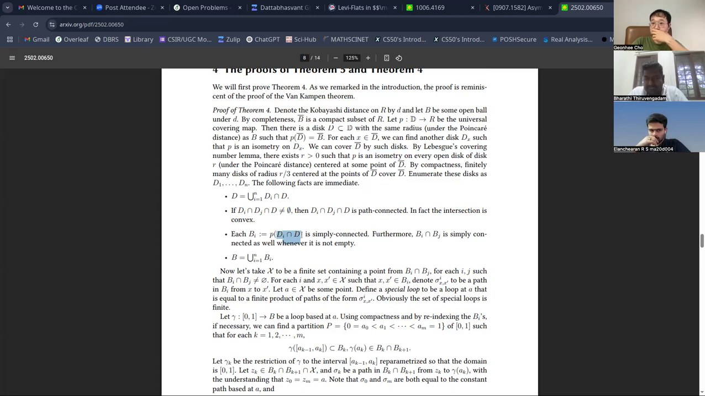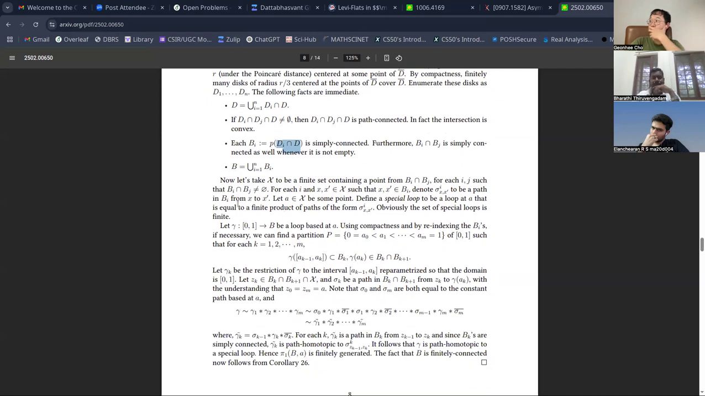If you consider D_i intersect D and take its image, we get an open set by the definition of the covering map under the Kobayashi distance and the Poincare distance. This is simply connected because we have chosen the cover in such a way that the covering map is an isometry, and simply connectedness is invariant under biholomorphism. So each ball is simply connected and the intersection is at least simply connected. We don't know whether it is convex or not, but we get simple connectedness wherever the intersection is non-empty. So this is our required cover.